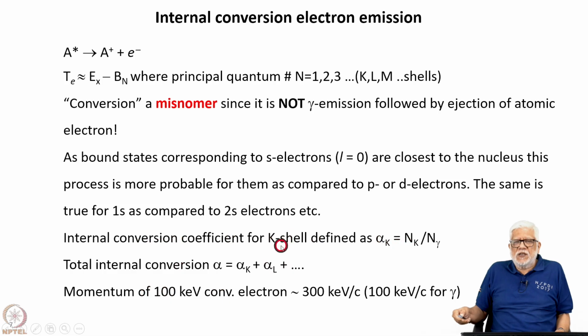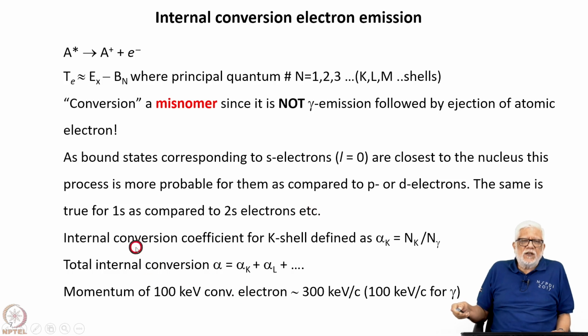You can define it for the K shell electron, L shell and so on. That would just be the number of these conversion electrons divided by the number of photons that you get in such a transition. It is also important to point out that higher shell electrons have lesser probability of going through this conversion process. The 2s electron has a smaller probability for emission, because the probability that it exists at the nucleus goes roughly like 1 by n cubed. So it is 8 times less probable for a 2s electron to be at the nuclear site as compared to the 1s electron.